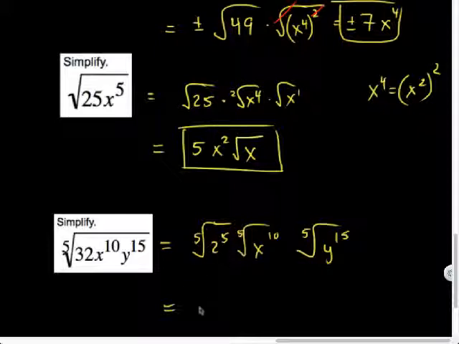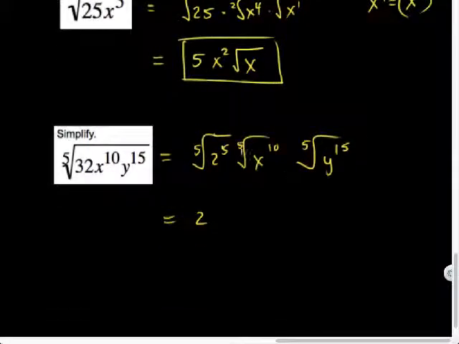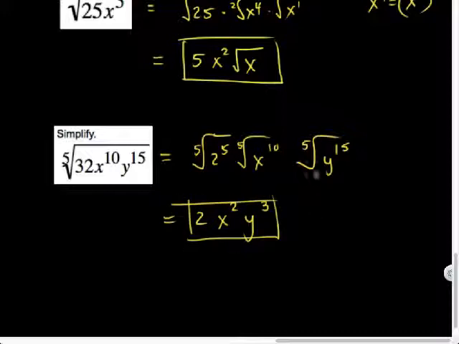So the 5th root of 2 to the 5th? It's 2, because it's a perfect 5th. So the 5th root of x to the 10th is x squared. And the 5th root of y to the 15th, what do you think that is? y to the 3rd. I like it. So the idea is, I guess I'll maybe point that out: divide the exponent by the index.